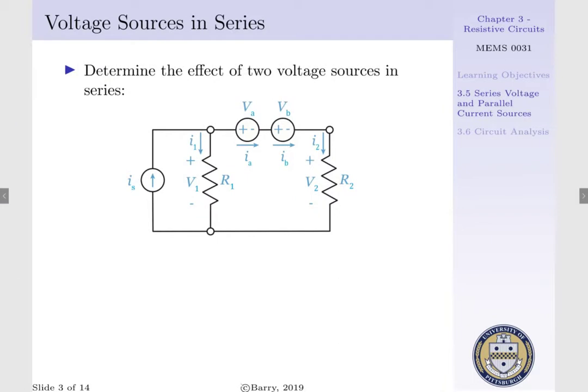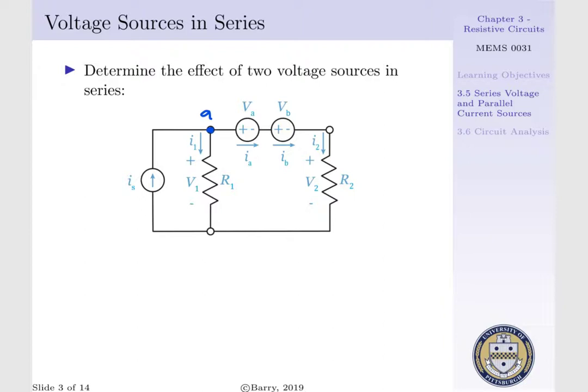To begin, let's consider the following circuit. We have an ideal current source providing current to, say, a node, let's call A, at which it's connected to resistor R1, and two ideal voltage sources, VA and VB, in a series configuration that are then connected to resistor R2. Say we want to determine the effect of two voltage sources in our series configuration.